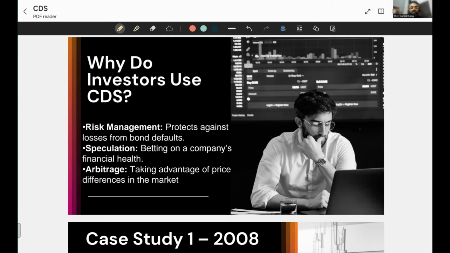But apart from that, CDS is also used for other purposes as well. Here in this slide I'm trying to explain that. So first is risk management, right?